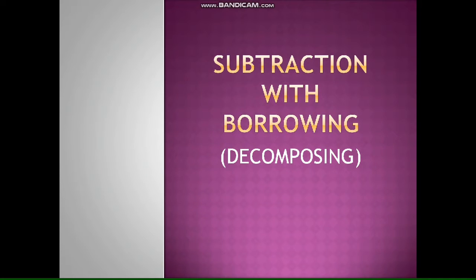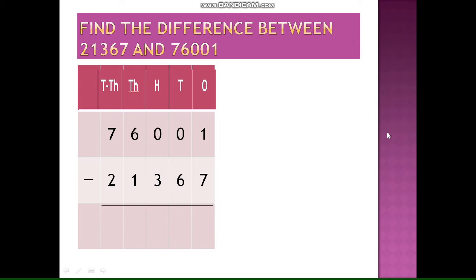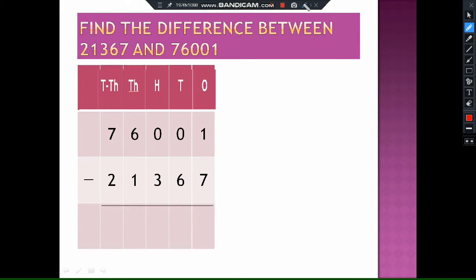We are now going to do a sum having 5 digits. Now over here we have been given this question wherein the subtrahend and minuend are 5-digit numbers. So from 76,001 we have to take away 21,367. Now let us see how we are going to do it.